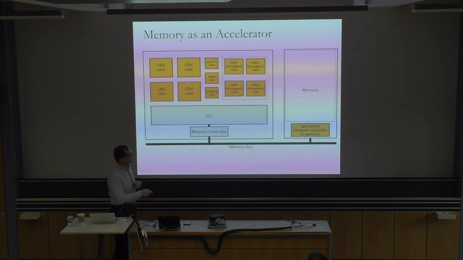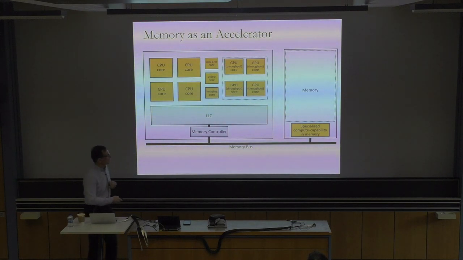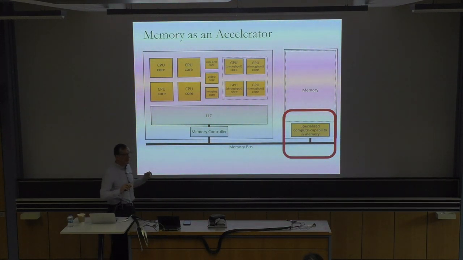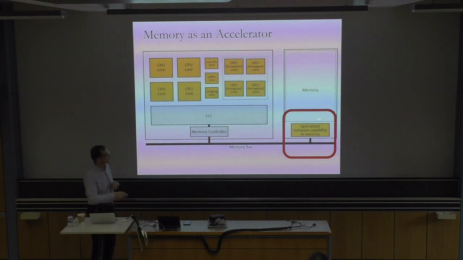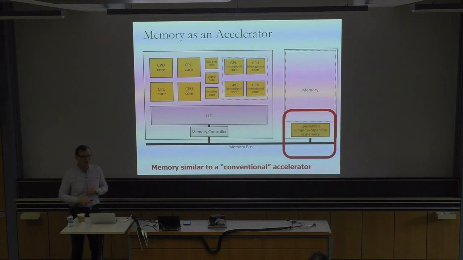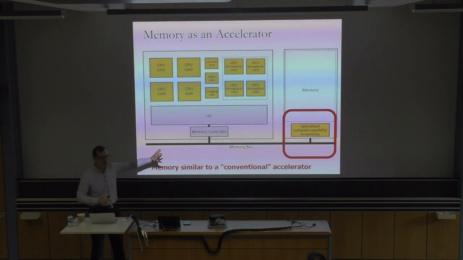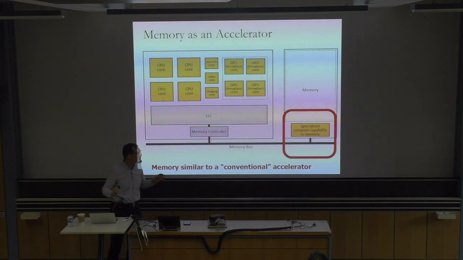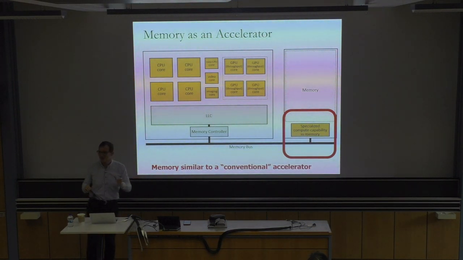Okay, so remember, this was the thinking, basically. We want memory as an accelerator, and we put specialized cloning or copying or initialization capability over here. Now the question is, what else can you put over there, right? In a sense, this is, I don't want to call it cheating, I think this is a very good idea, actually. Cloning and copying and initialization is used in many workloads, but it's really not computation, right? You're not computing here, you're just moving data or initializing data.